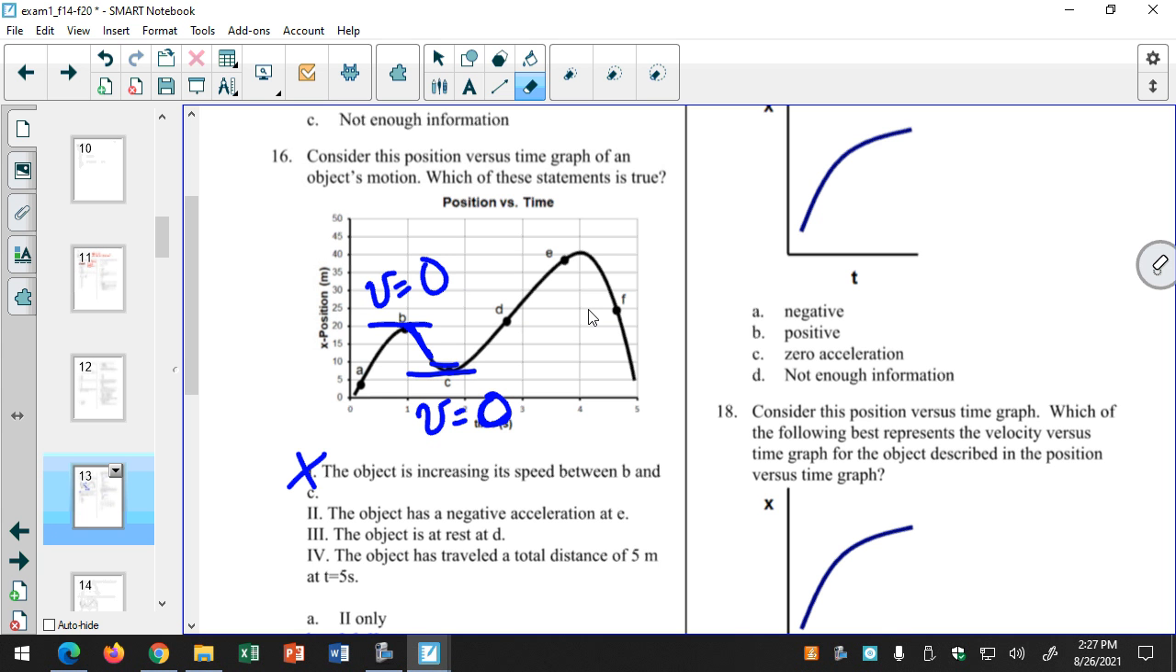The object is increasing its speed between B and C? No? I guess the question then would be, what is the line representing? Just connecting points? The line that's drawn on the graph?